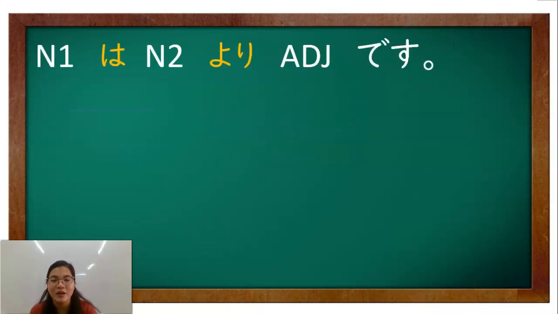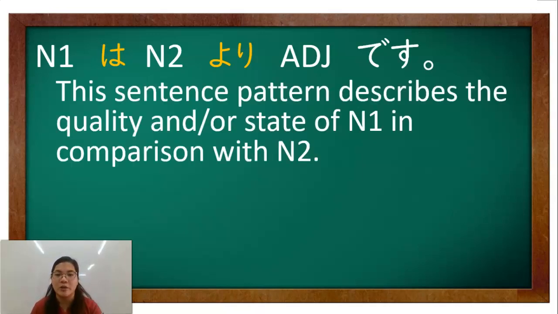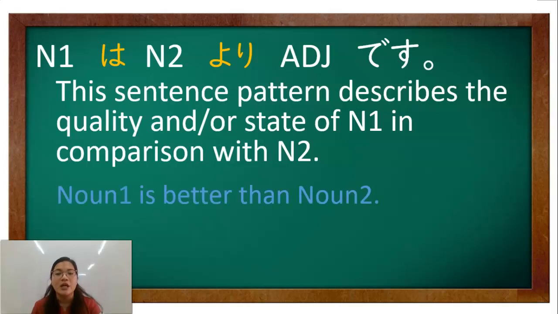Okay? So now let's have another example. We're going to start doing the different degrees in adjectives. Okay? So it is the comparative. Noun wa, noun to yori, adjective desu. So this is the comparative form in English. This sentence pattern describes that the quality or state of N1 is in comparison with N2. So that means that noun 1 is better than noun 2.